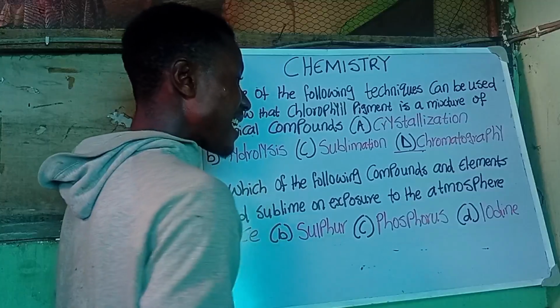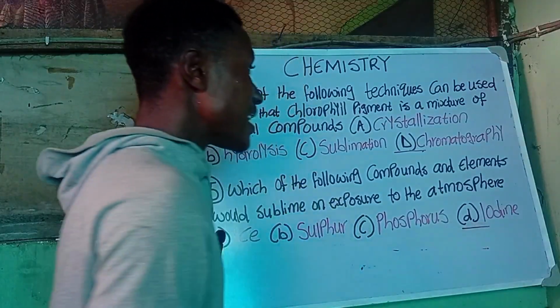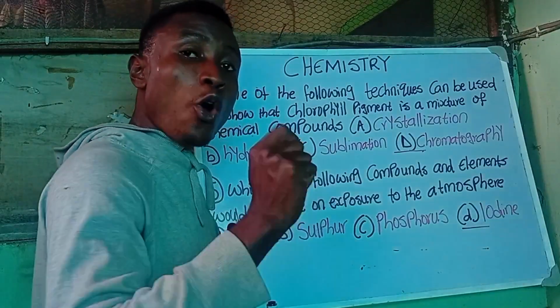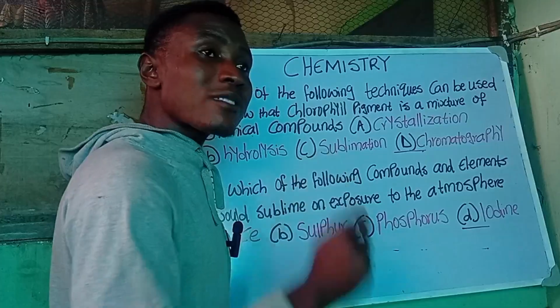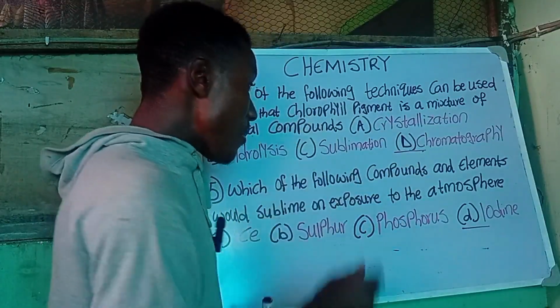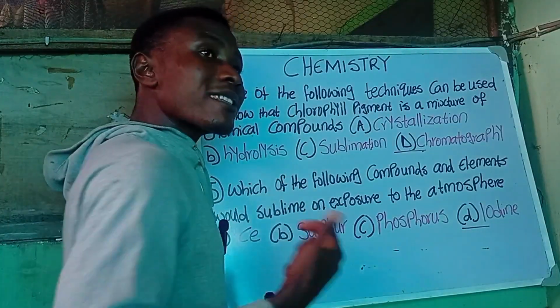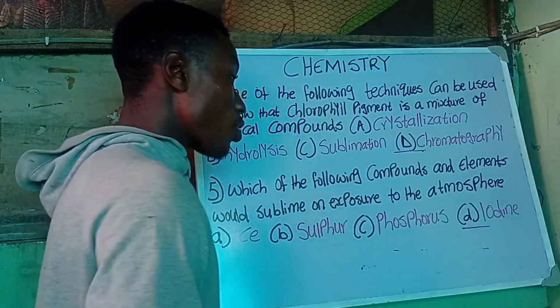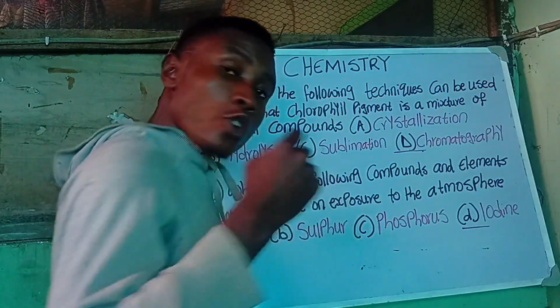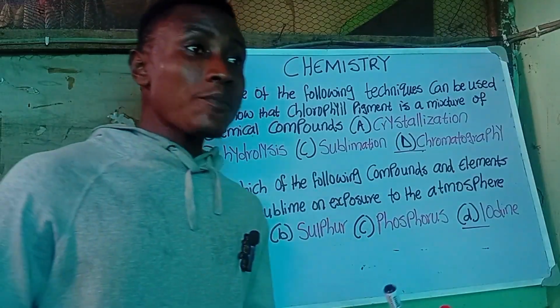The correct answer there is iodine. Iodine is one of the elements that turns directly to gas. Iodine is a solid and it's one of the elements that turns directly to gas. Another compound that turns directly to gas on exposure is ammonium chloride.